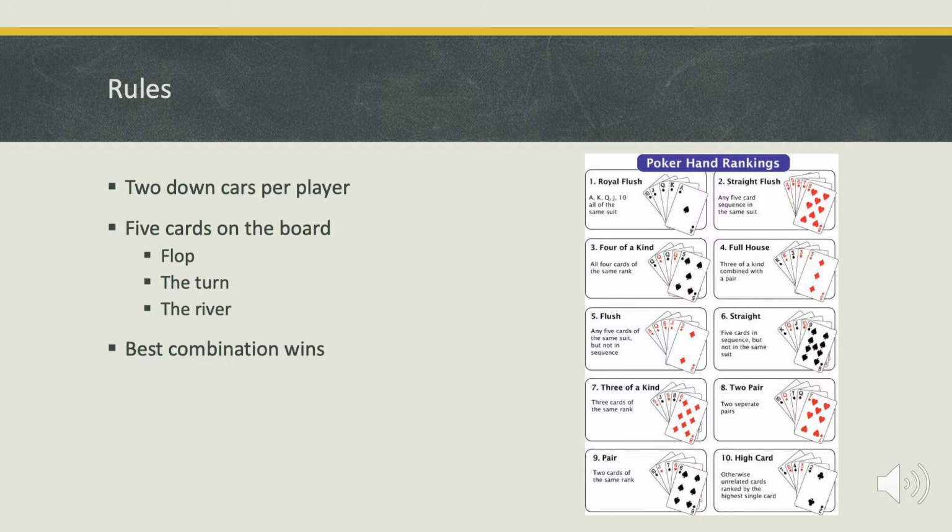If someone else has a pair, you would compare the numbers between the cards, and so it goes. So you can get 2 pairs, you can get 3 of a kind, a straight, a flush, a full house, 4 of a kind, straight flush, and royal flush. So understanding the combinations of cards and getting the best one possible is how you win at Texas Hold'em.